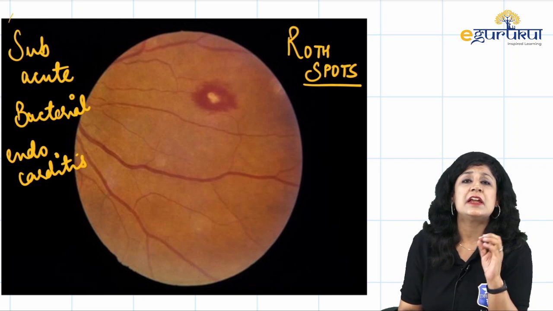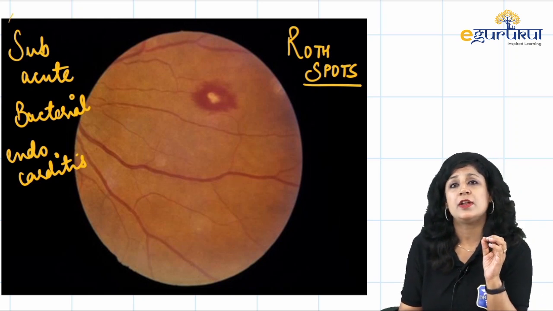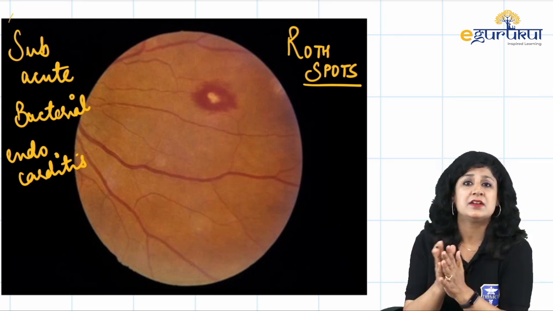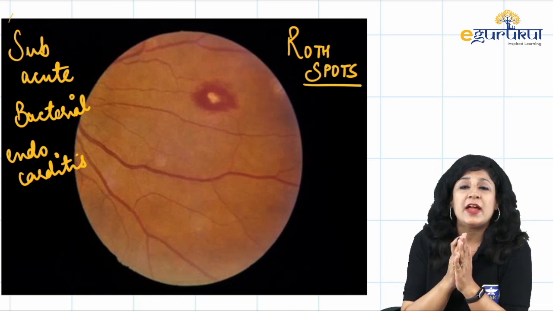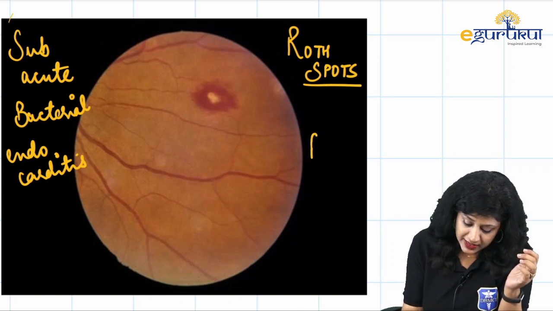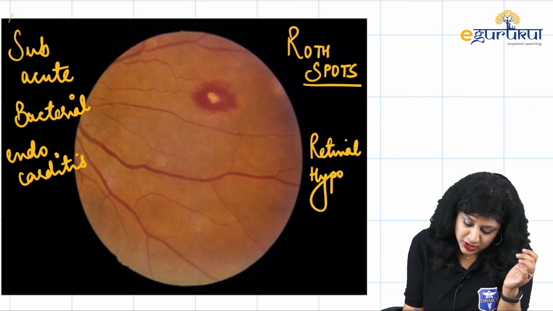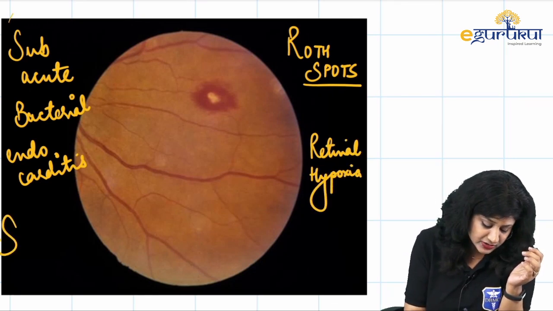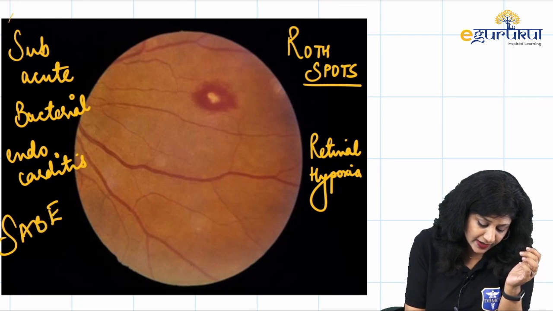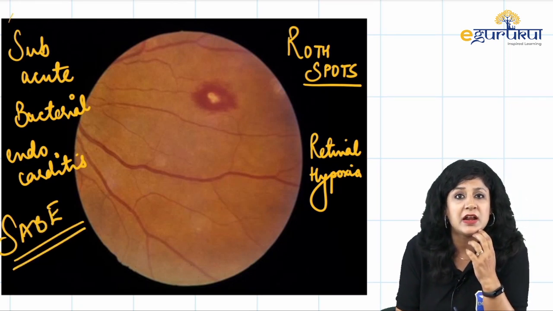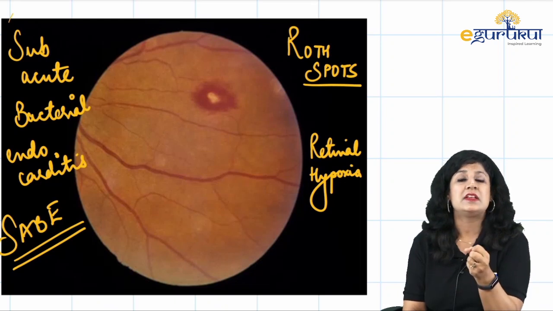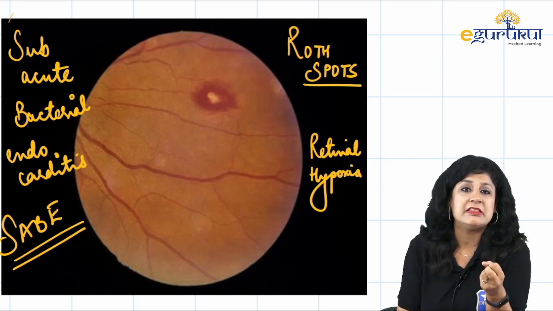So obviously it is important for your examination as far as the integrated questions are concerned. Now why do we get these Roth spots? We get them due to the retinal hypoxia. So in the patients of endocarditis, that is subacute bacterial endocarditis, we have retinal hypoxia, and due to this retinal hypoxia, we start getting these Roth spots.